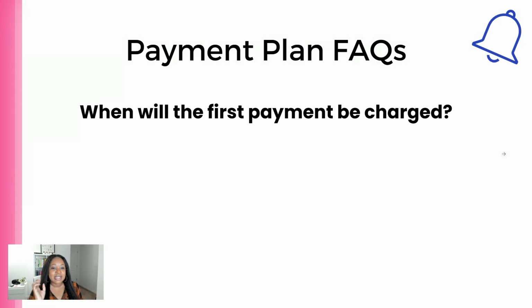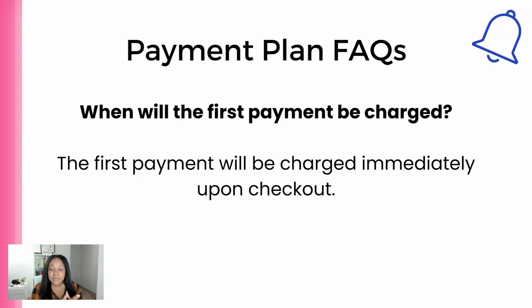And the last one is, when will the first payment be charged? The first payment will be charged immediately upon checkout. So once they click that book now, choose the payment plan, that's the first day they're going to be charged. And then let's say that is the first of the month, their next payment will be charged on the first of the next month up until they've completed all of their payments.